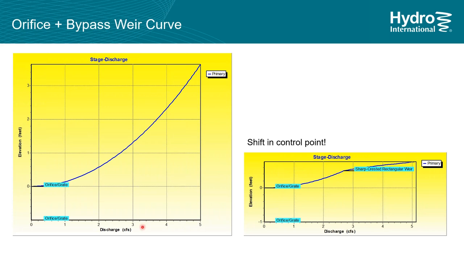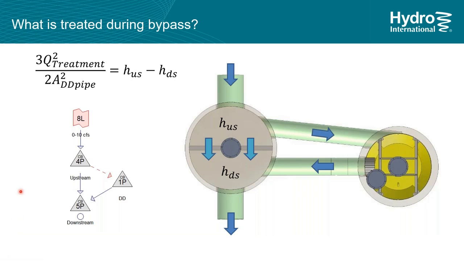As a result, at 5 CFS, instead of having 3.5 feet of head on the system, now you only have, let's call it, 3/4 of a foot of head. So much lower head. But one thing I want to point out is that bypass is not like some kind of switch that's flipped. It's not like all the flow is going to the Downstream Defender and then boom, all the flow is going to bypass. There's a gradual transition from one to the other.